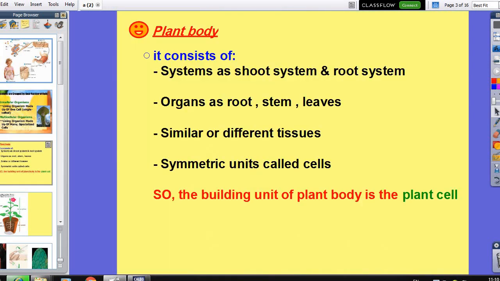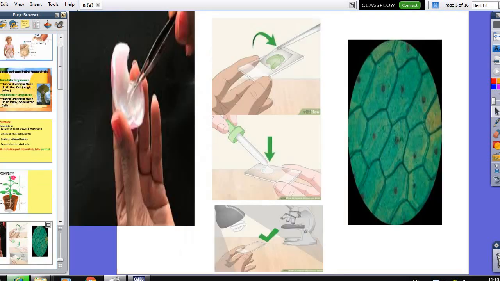Let's talk about how we can extract the plant cell. This is an activity in your math book. The easy way to extract plant cells is from the inner leaf, which covers the inner part of the onion leaf, and this is called epidermis tissue. It's called what? Epidermis tissue.